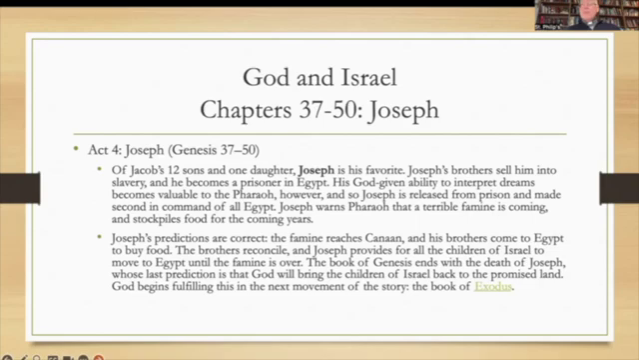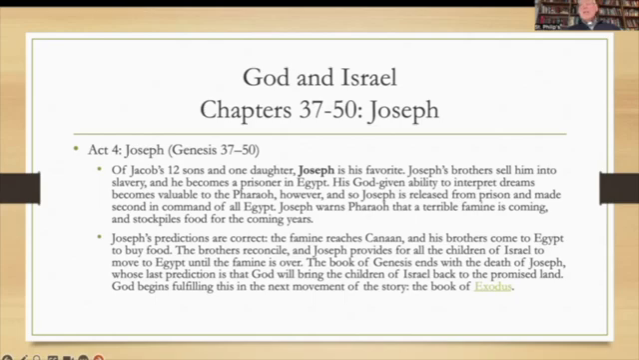This is Act 4 of the patriarchal story and takes these 14 chapters. Of all of Jacob's children, his 12 sons and one daughter, Joseph is his favorite, right? He gets the amazing Technicolor dream coat. His brothers are jealous. They sell him into slavery. He becomes a prisoner in Egypt. But he is blessed by God with the ability to interpret dreams.